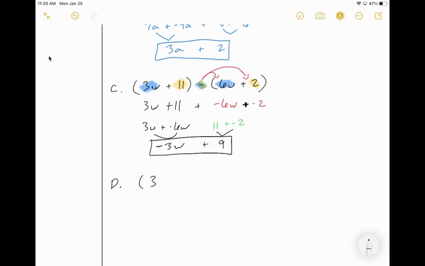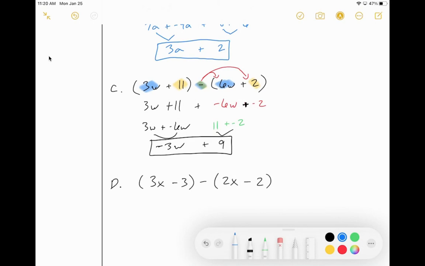Let's do 3x minus 3 minus 2x minus 2. All right, now this one is tricky. This one's pretty hard. So just take a look.